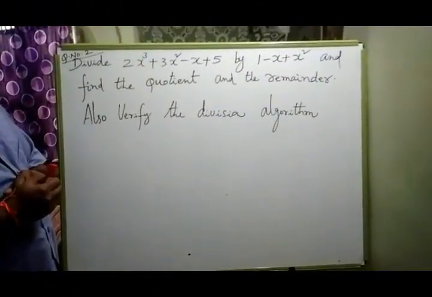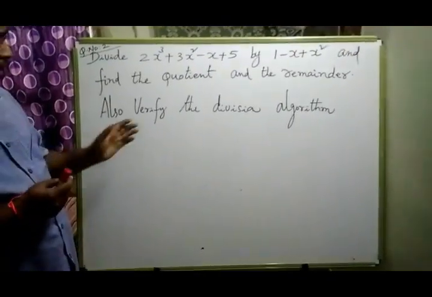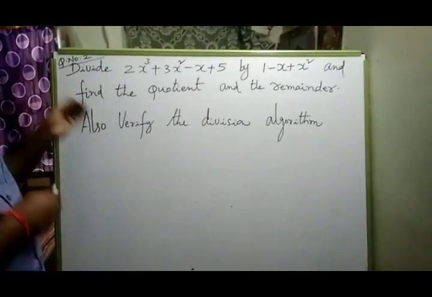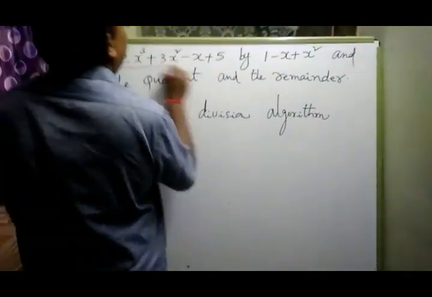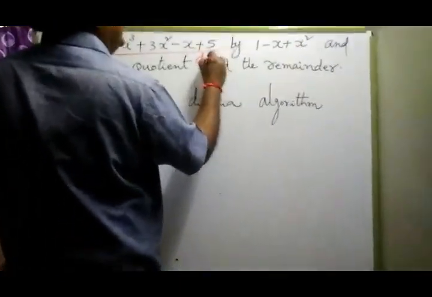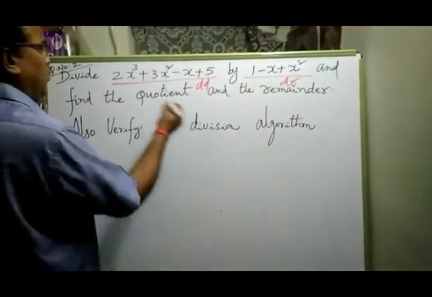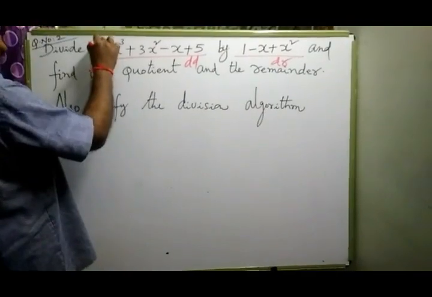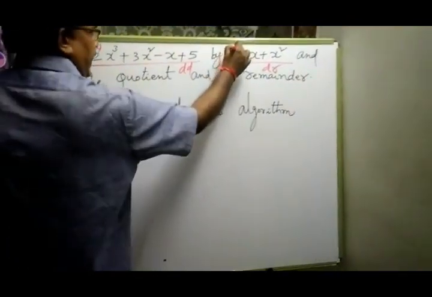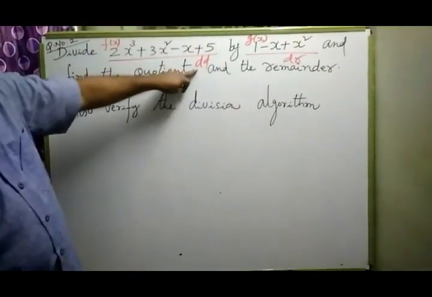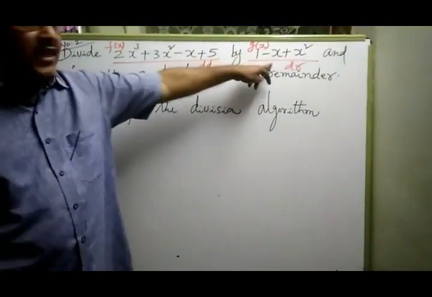Now, for this division, we will go for the long division method and also verify the division algorithm. Here this is nothing but the dividend, and this is nothing but the divisor. If you want, you can give some names. This is f of x, already we are habituated, and this is g of x. Now the dividend is f of x and the divisor is g of x.